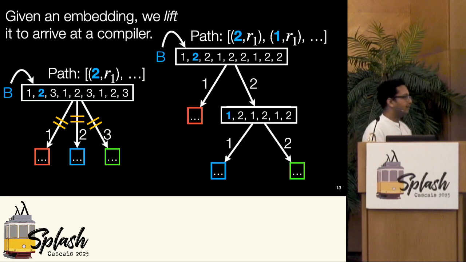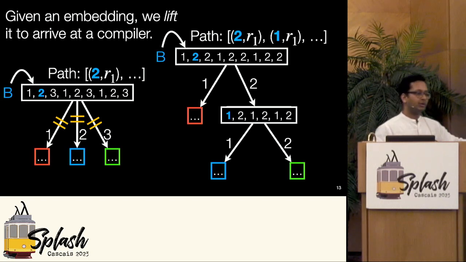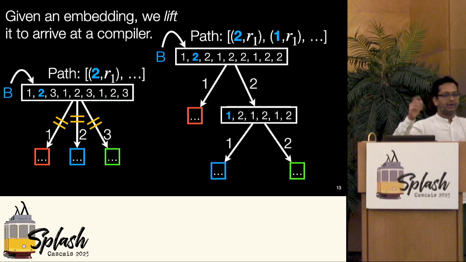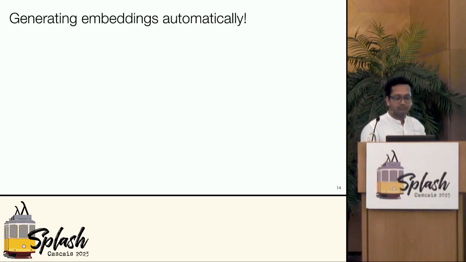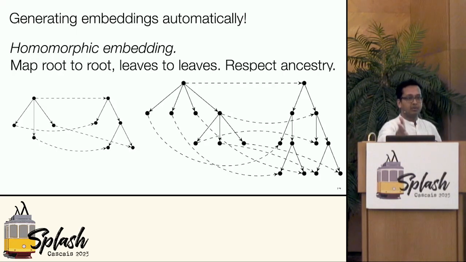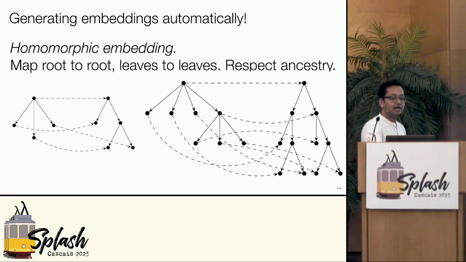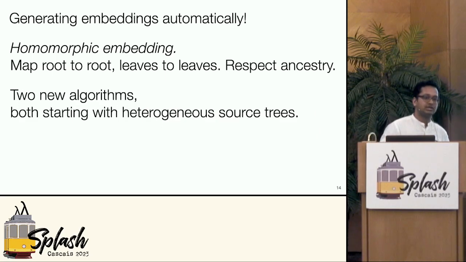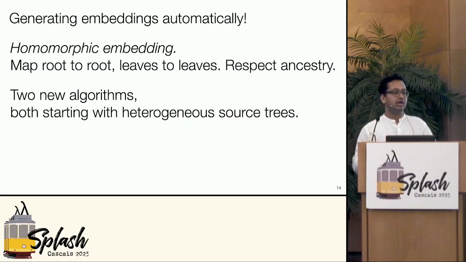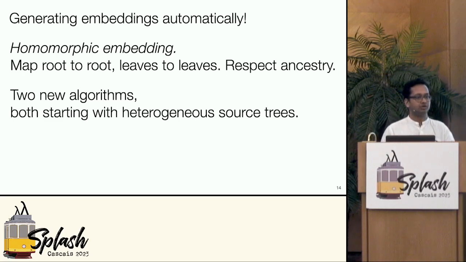So we were given an embedding from a tree shape to a tree shape. We were able to lift it to now operate on a brain, compiling to a brain, automatically generated. But why should we be given an embedding? Let's just make our own, right? So remember, this is what we're aiming for, trying to get these dashed lines, these homomorphic embeddings automatically. I have 2 algorithms for you, and they both start with heterogeneous source trees, by which I mean I don't make any assumptions on the arity or regularity of my source tree.